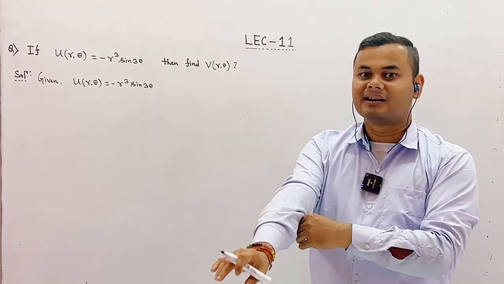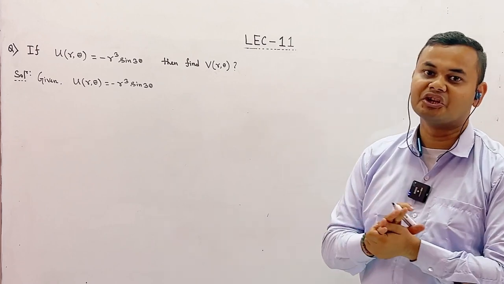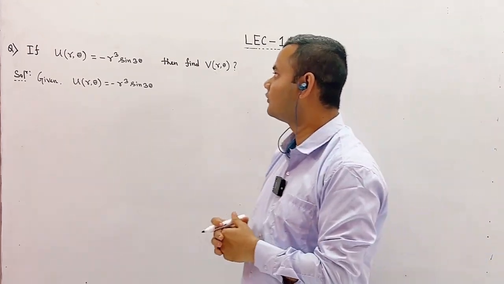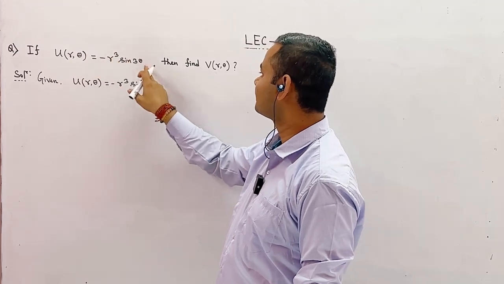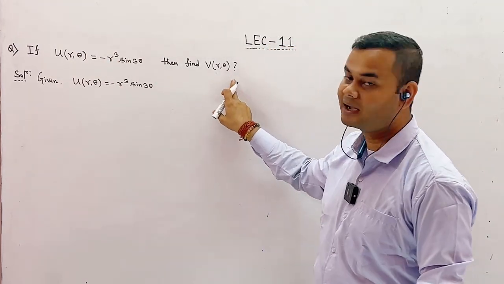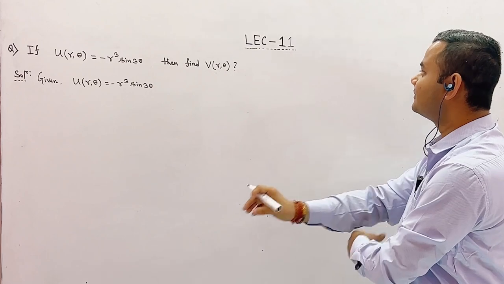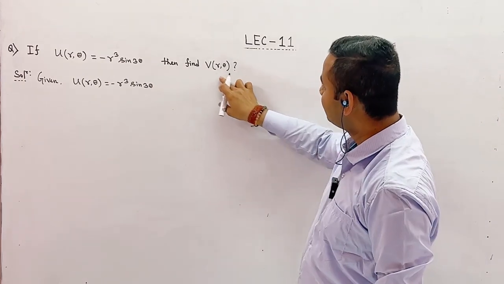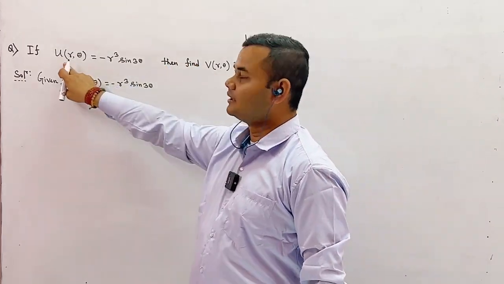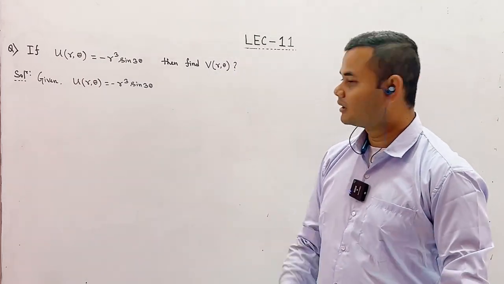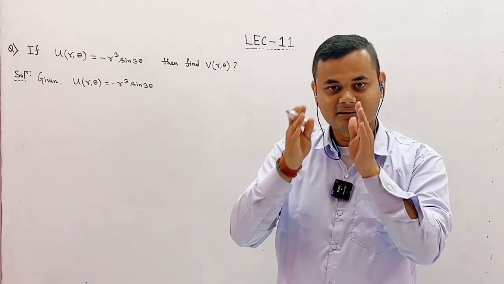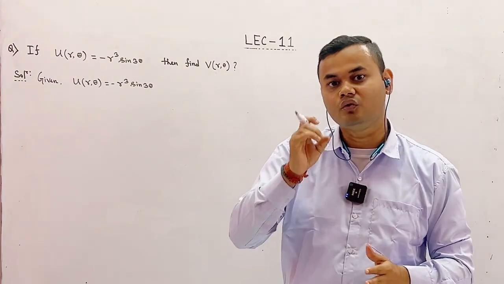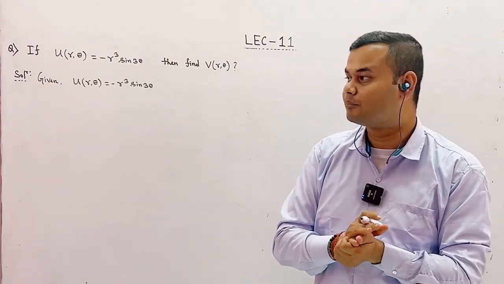Now, let us understand this topic through some numerical problems. Problem number one. If u(r, theta) equals minus r cube sin theta cos theta, then find out v(r, theta). Here, the problem is all about finding the imaginary part when the real part is given. All the steps will be the same, except instead of writing CR equations in Cartesian form, we have to write CR equations in polar form.